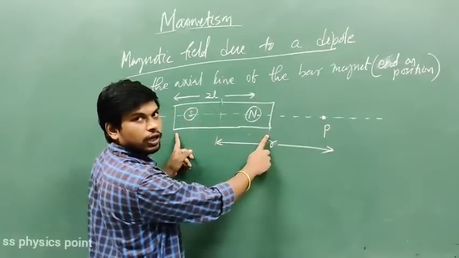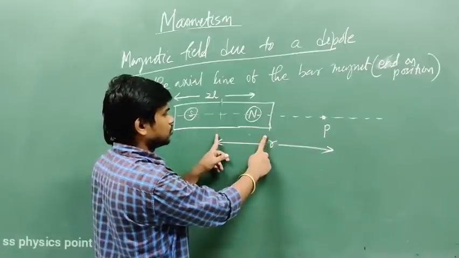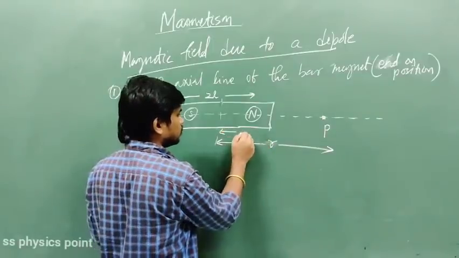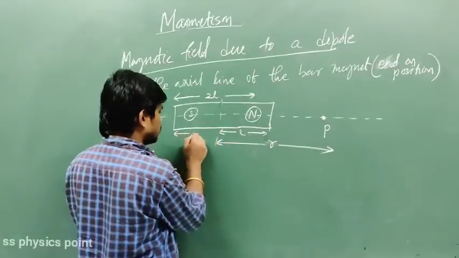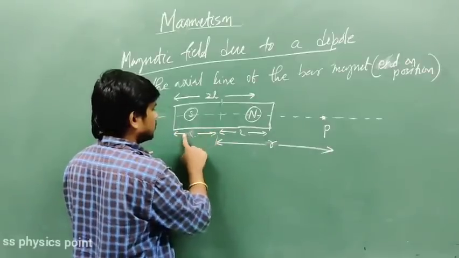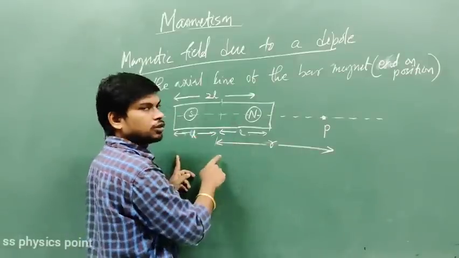Total length is 2L. Listen carefully. Total length is 2L, so this distance will be L. This length is L, and this length is also L. This is the center of the magnet.